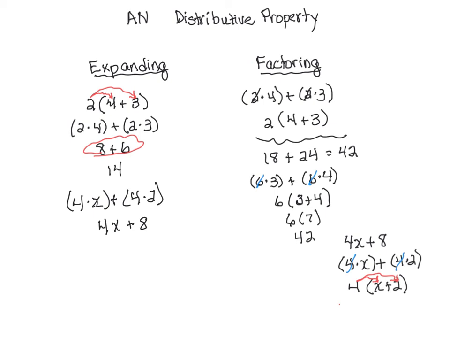I do want to note one more thing. If I had 2 times the quantity 4 minus 3, and I'm expanding it, that is going to be 2 times 4, nothing changes, but now this minus here, that minus goes here. It's now not a plus, it's a minus. And then I would continue on with 2 times 3. So you need to look for that sign inside the parentheses.